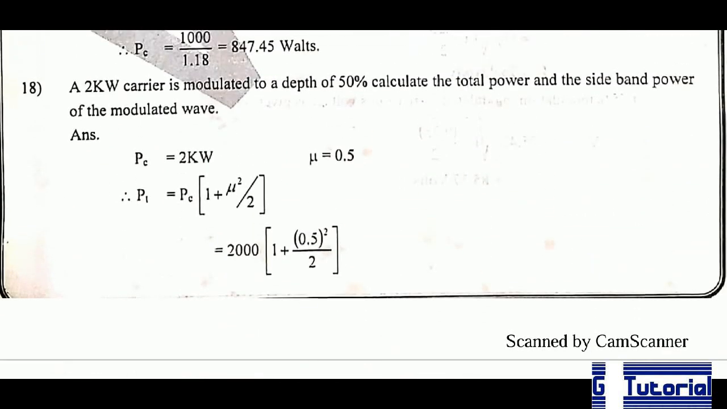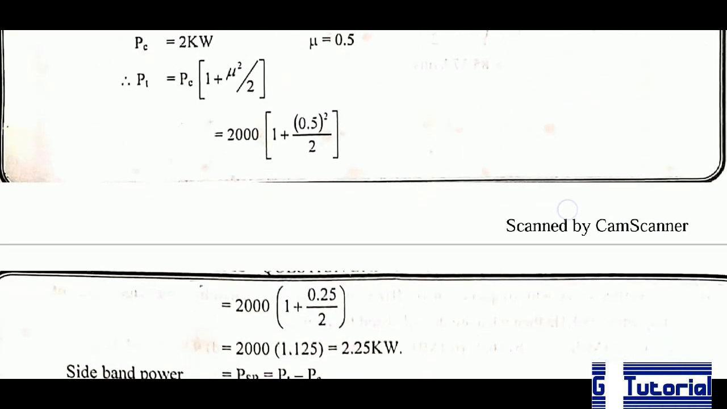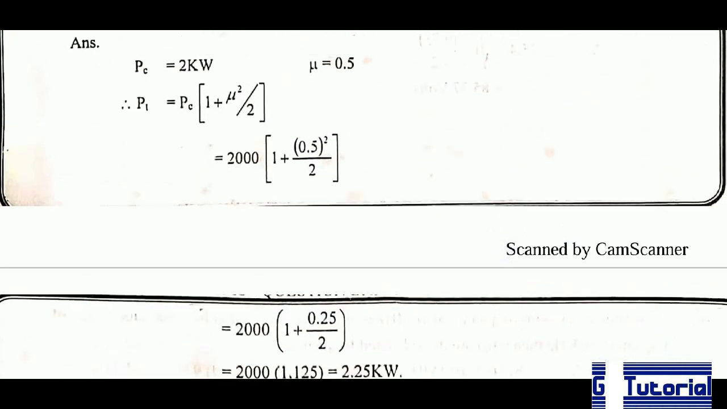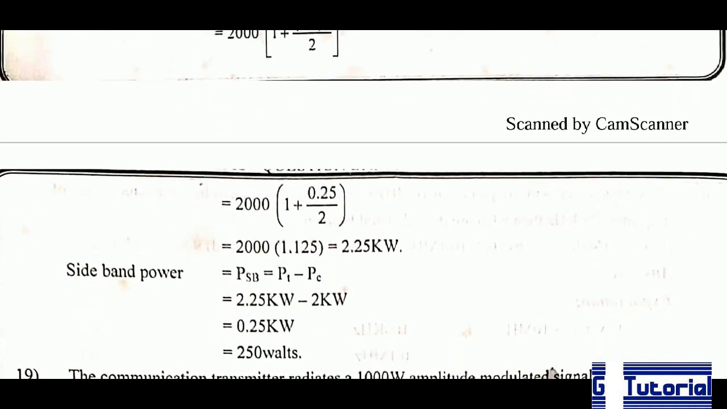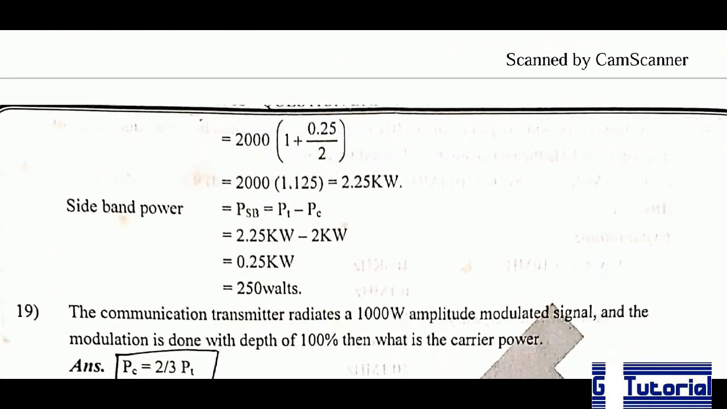Next is we have to find the sideband power. If we are given the total power and carrier power, then total power minus carrier power gives the sideband power. So total power is 2.25 kilowatt and carrier power is 2 kilowatt. So 2.25 minus 2, which is 0.25 kilowatt or 250 watt, is the sideband power.